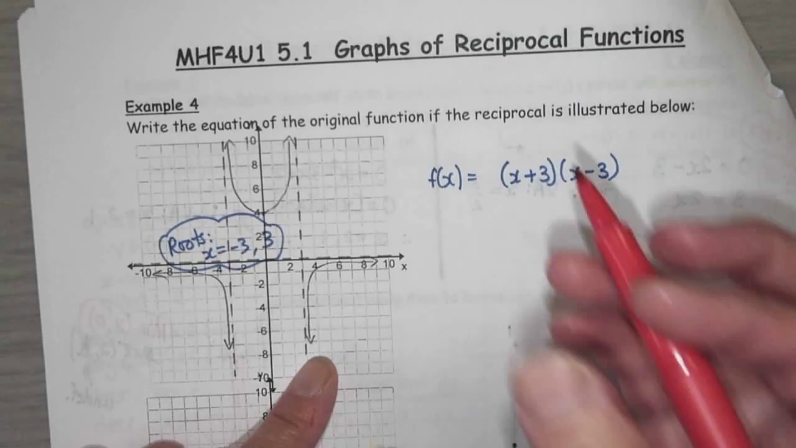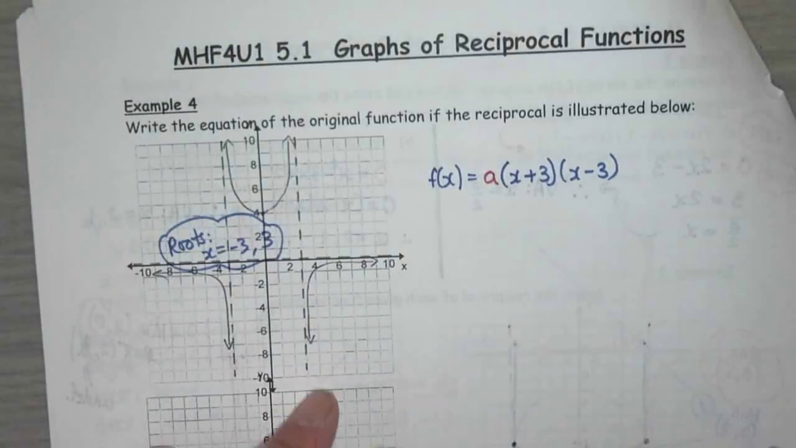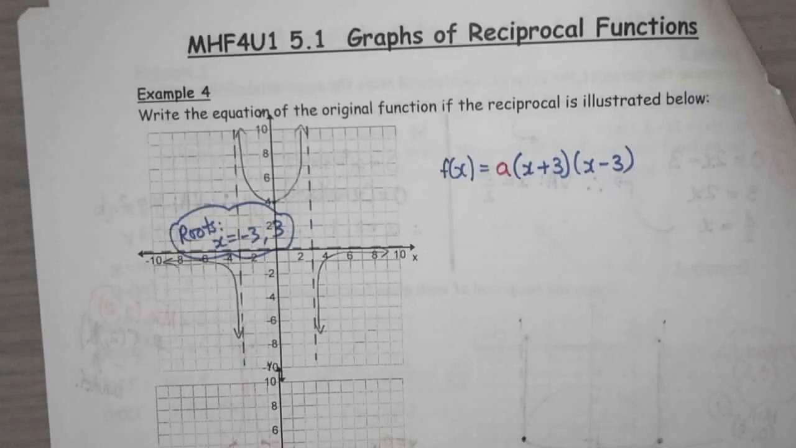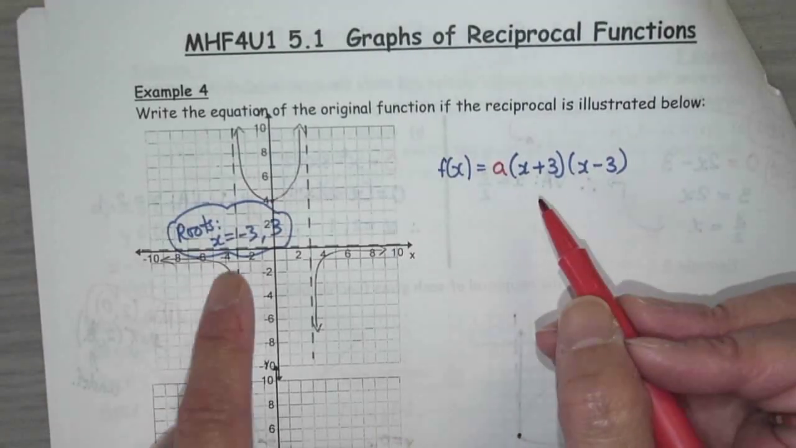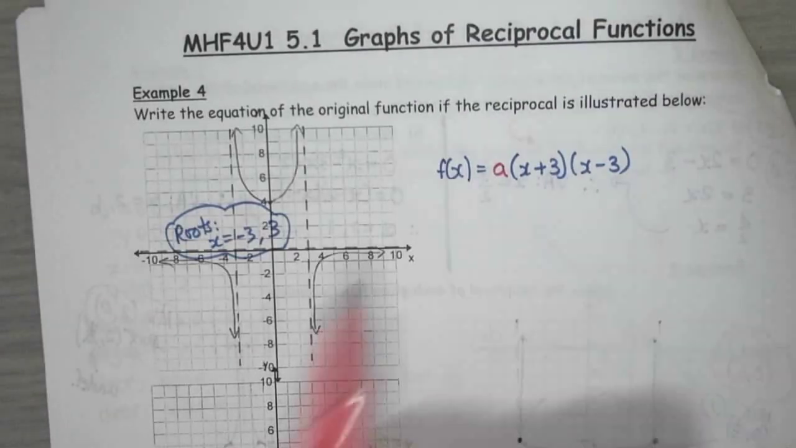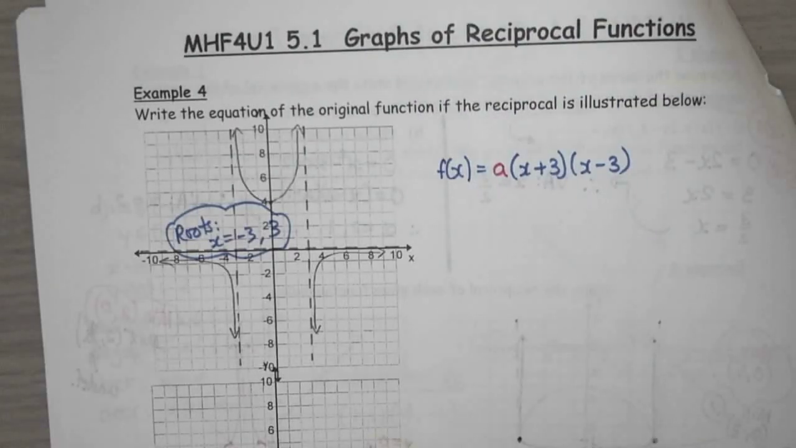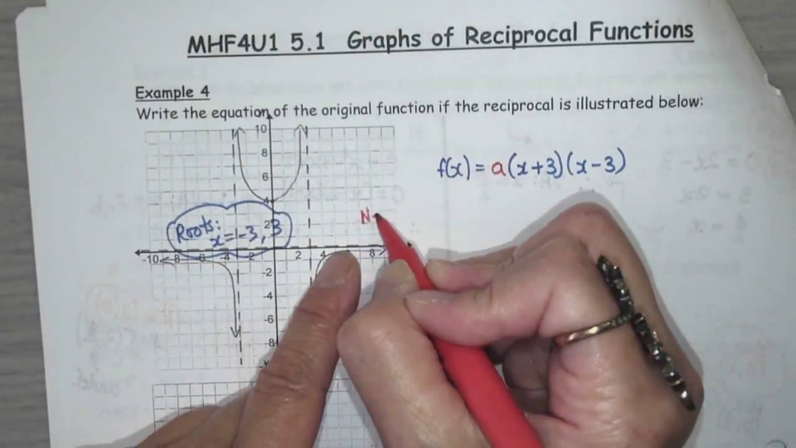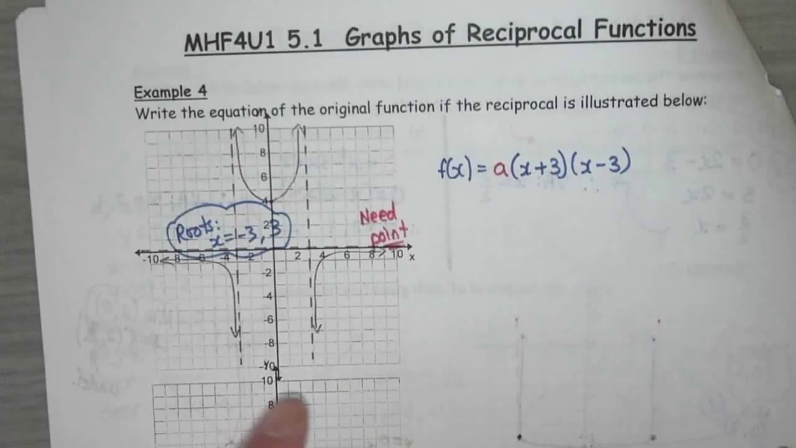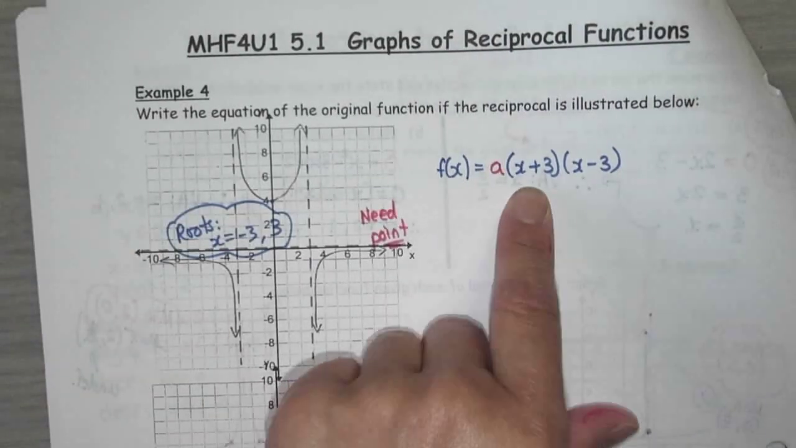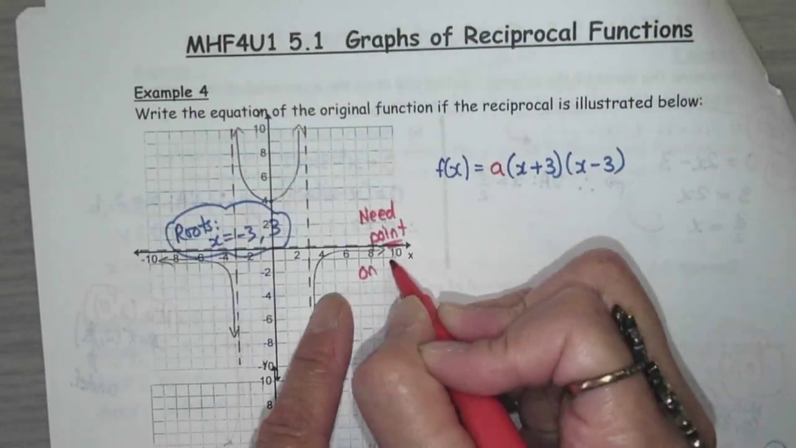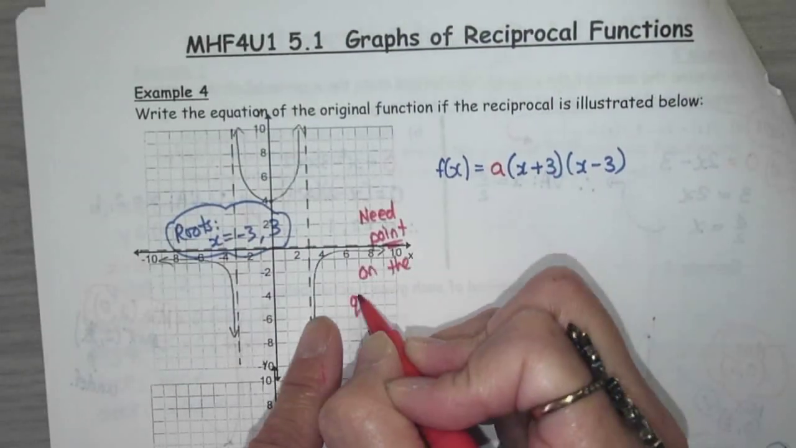However, you have to put the a in front. Just like when we did the polynomial equations, you don't know what the stretch or the shrink is, right? So you have to put a in front, but I know the two factors are there. How do I get the a value? I need a point. Any point that would be on, not here, but on my original graph, on the quadratic.